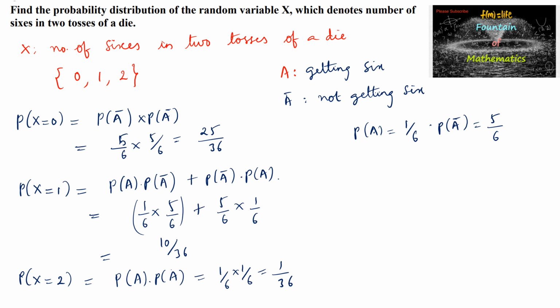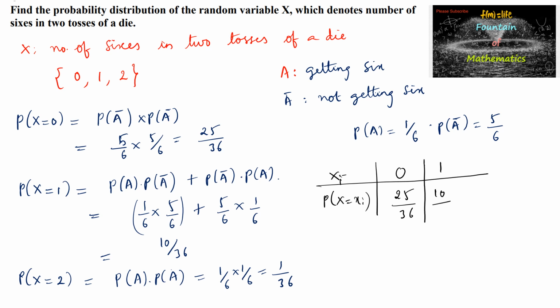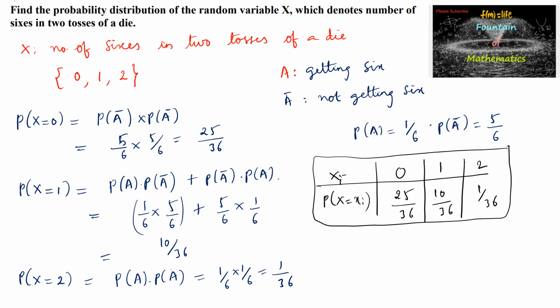So the probability distribution table can be taken as x value and probability at x. For 0 it is 25 by 36, for 1 it is 10 by 36, and for 2 it is 1 by 36. So this is the probability distribution table of the random variable x, where x is representing the number of sixes in two tosses of a die.